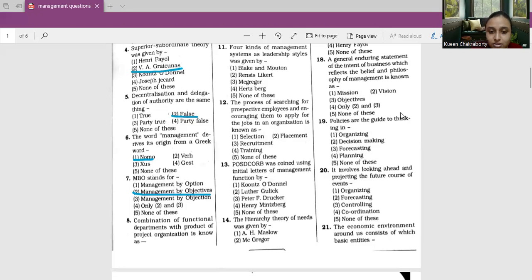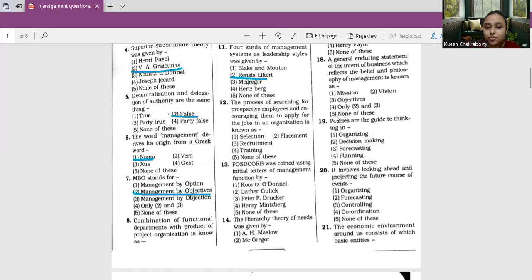Now, Rensis Likert identified 4 main styles of leadership, in particular around decision making and the degree to which people were involved in the decision making. The 4 systems of management, or the 4 leadership styles identified by him, were firstly exploitative authoritative, benevolent authoritative, consultative, and participative. So these were the styles of management, or the leadership styles, he discovered. Accordingly, the correct answer to our question number 11 is number 2, Rensis Likert.